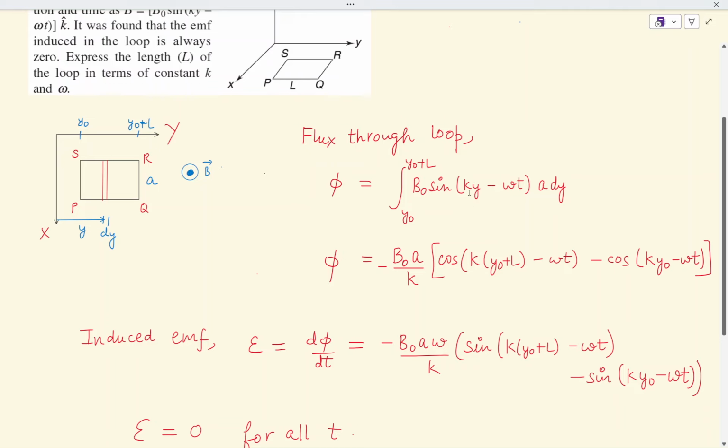So I think you all know the integral of a function of this type, sine of a function of y, where there is a coefficient in front of y and also a constant added. The whole thing gets divided by that coefficient in front of y. So k comes in the denominator and sin becomes cos, minus cos. So I have put that negative sign outside.